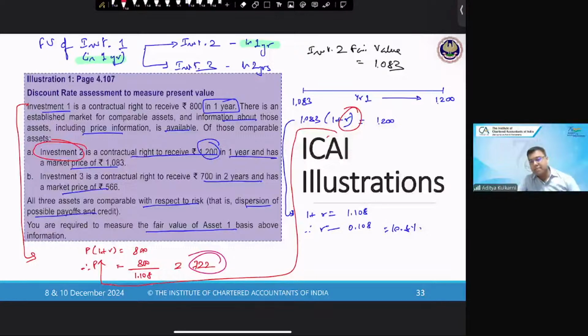Level 1 क्या होता है पता है? If I were to value investment 2, and investment 2 ये data दिया है, and I will say fair value is 1083, that is level 1 valuation. That is level 1 input. यहाँ पे I am adjusting the current period. I am adjusting investment 1 based on input of investment 2. So this is a level 2 input.